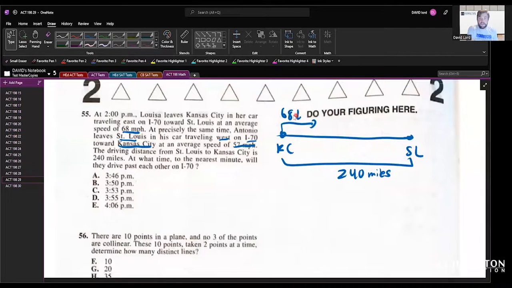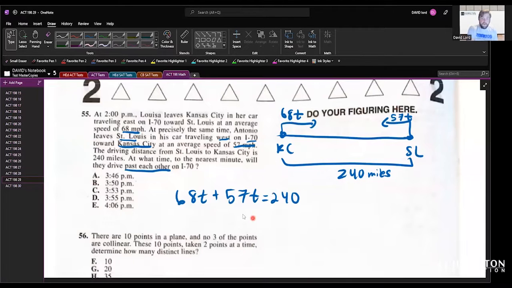So that's 68 times t. That'll be the distance that she travels. And Antonio is driving the opposite direction at a speed of 57 miles per hour. So that's 57 times t. And they left at the same time, so these t's are equal. So the total distance that they will travel in total, especially when they pass each other on the I-70, will be equal to 240. So that's why I'm going to write this equation. 68t plus 57t is equal to 240.